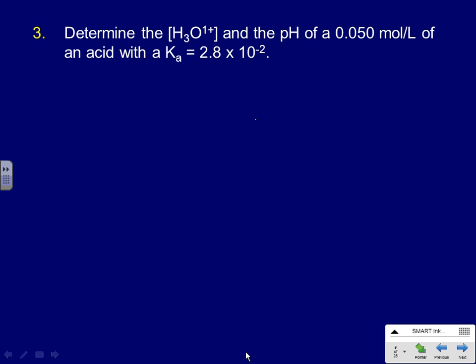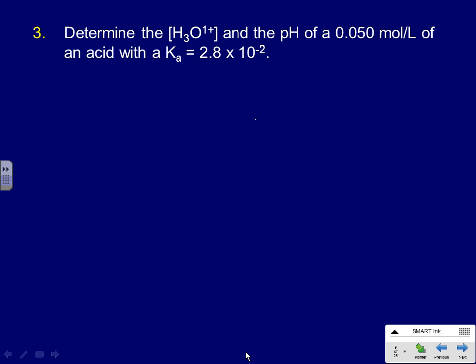What concerns us about this one? Something should be concerning in this question. If we're a fan of the shortcut, what are we concerned about, Shauna? It's not really small, is it? That Ka is not very small.